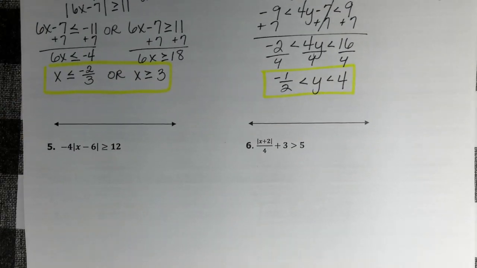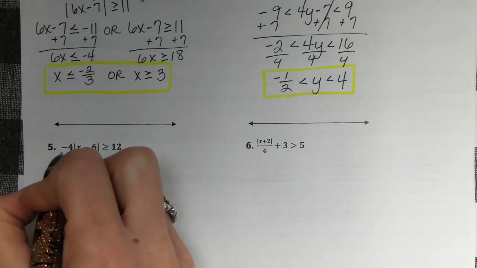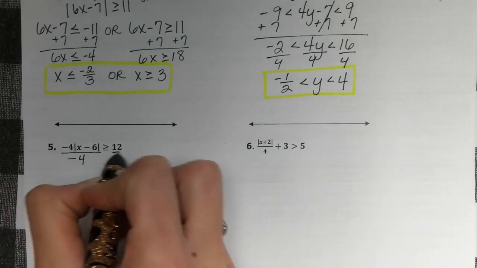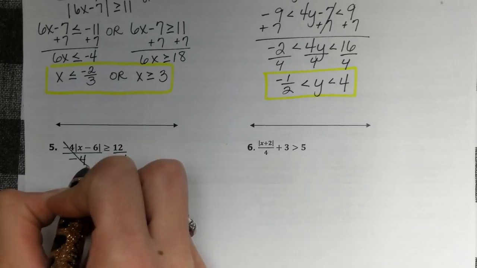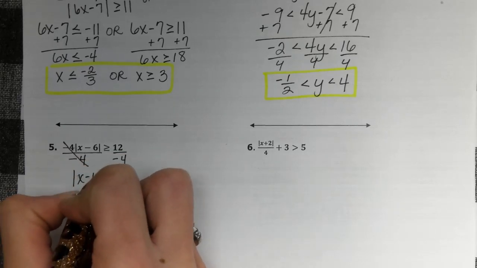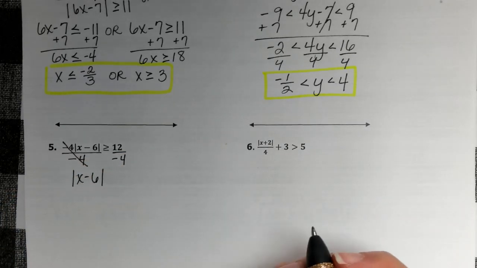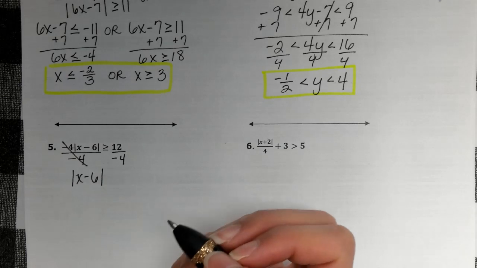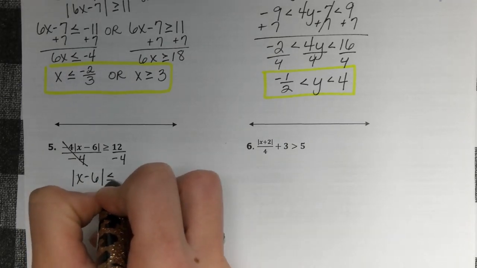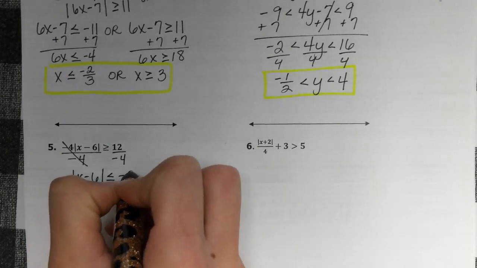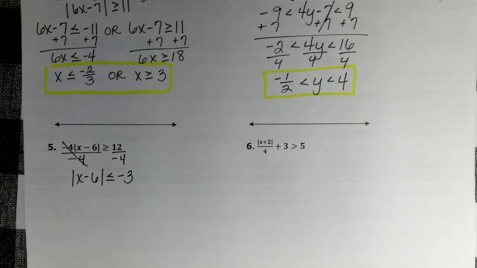Okay, on number 5, I have negative 4 times the absolute value of x minus 6 is greater than or equal to 12. So I should be dividing by negative 4. When I divide by that negative 4, what happens? I have to flip the sign. So it's now the absolute value of x minus 6 is less than or equal to 12 divided by negative 4, which is negative 3.